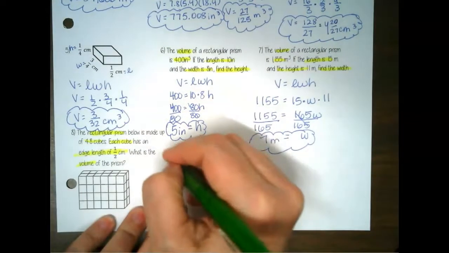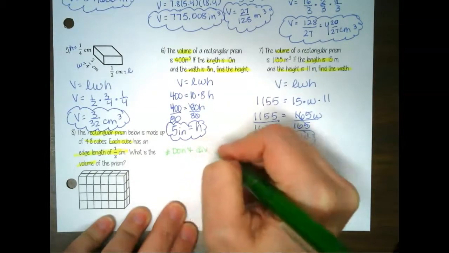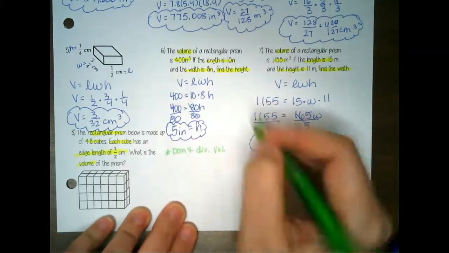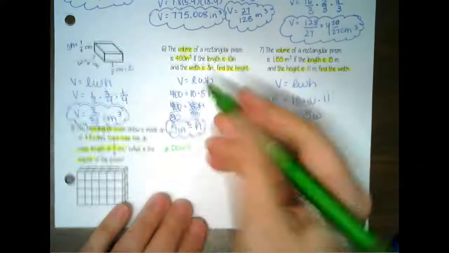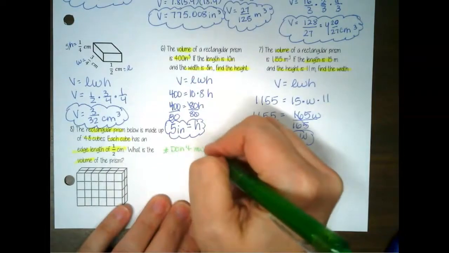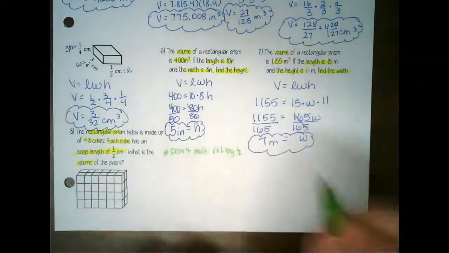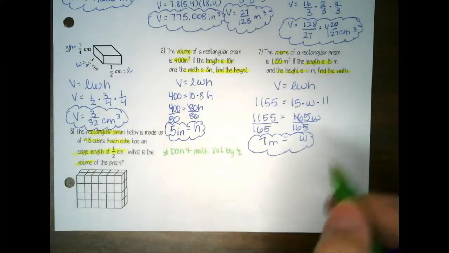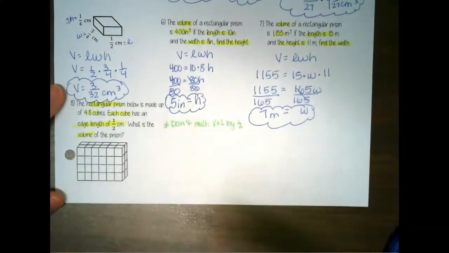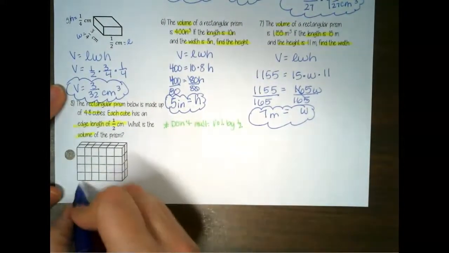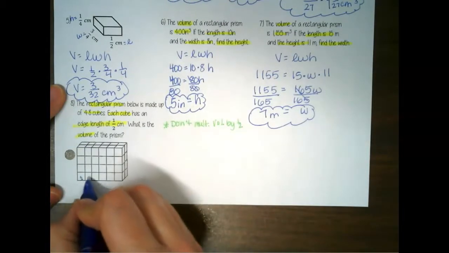Don't multiply the volume by 1/2. Don't do that. That will not get you the right answer. Okay? Because if what it's telling you is each edge length is a half. So from here to here is a half. From here to here is another half.